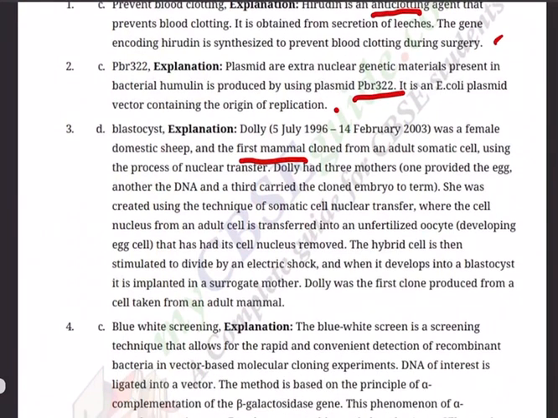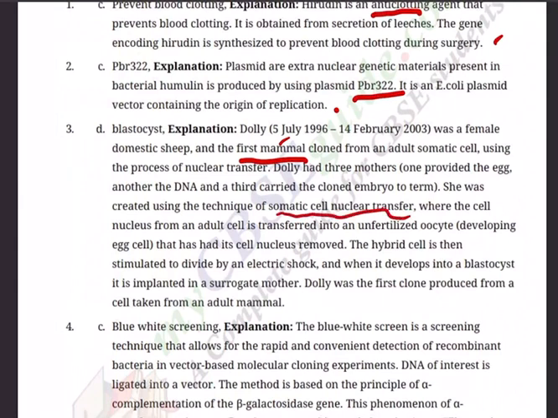Question 3, D, obviously blastocyst. Dolly, 5th July 1996 to 14th February 2003, was a female domestic sheep and the first mammal cloned from an adult somatic cell using the process of nuclear transfer. Dolly had three mothers, one provided the egg, another the DNA, and the third carried the cloned embryo to term. She was created using the technique of somatic cell nuclear transfer.